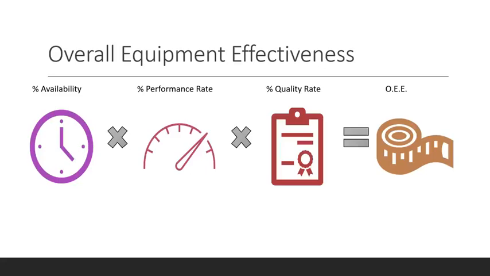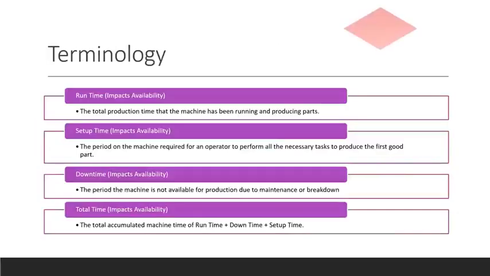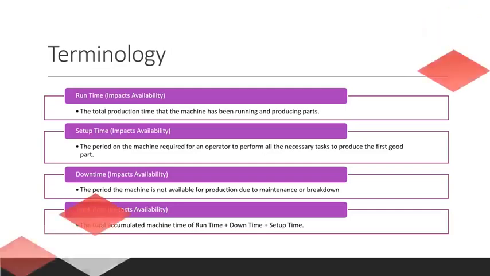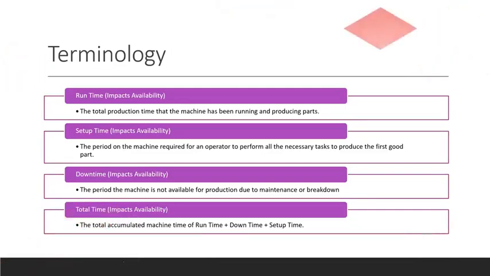Before we dive into the three metrics, let's take a look at some of the terminology that we're going to be discussing. Runtime is the total production time that the machine has been running or producing parts. This has an impact on the availability as you produce your formula. Setup time is the time the machine requires for an operator to perform the necessary tasks to produce the first good part. This could also be part of the changeover, and this again impacts the availability. Next is downtime, the period the machine is not available for production due to maintenance or breakdowns. This also has an impact on the availability.